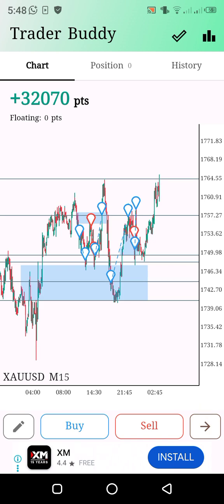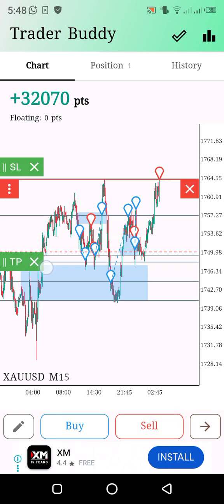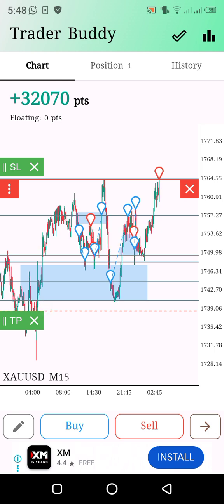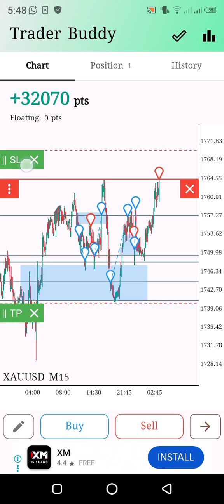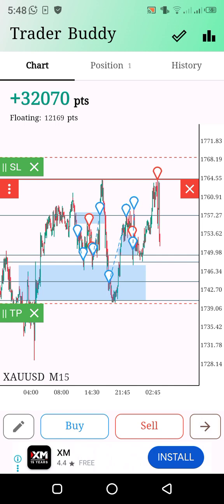Okay, price has cleared the liquidity above. We sell. TP is going to be at this extreme demand zone, and then stop loss is just going to be at 168. Okay, that should be my stop loss. And we see the market is dropping right now.